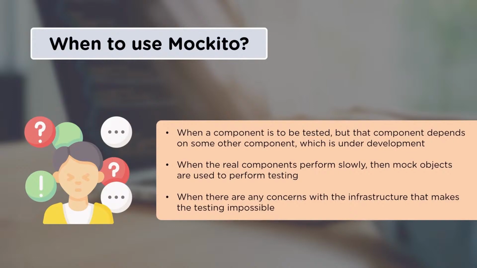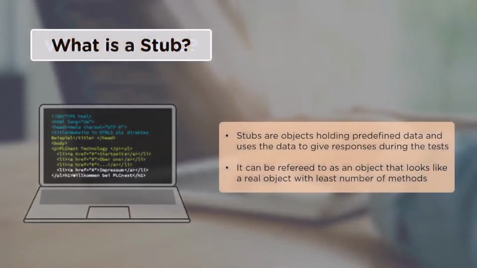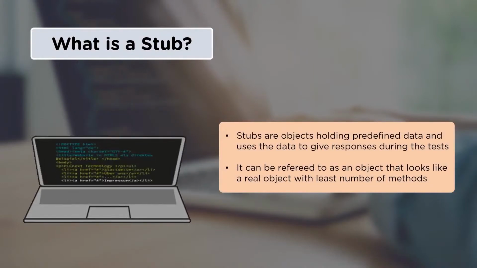So that's a main benefit which you get over here in this one. Now let's talk about the next concept. So the next concept which we have is, what exactly is a stub? Very important concept here. So a stub is a kind of object which holds a predefined information, a predefined data.